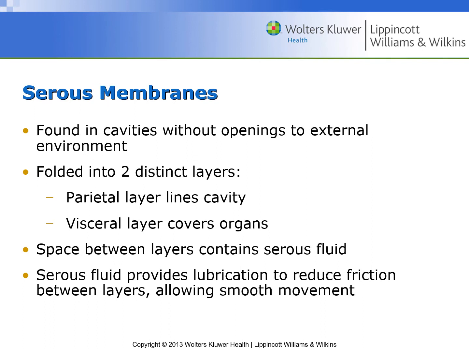The serous membranes are found in cavities without openings to the external environment. They are folded into 2 distinct layers, the parietal layer, which lines the cavity, and the visceral layer, which covers the organs. There is space between the layers, which contains a serous fluid, and the serous fluid provides lubrication to reduce friction between layers, allowing smooth movement.